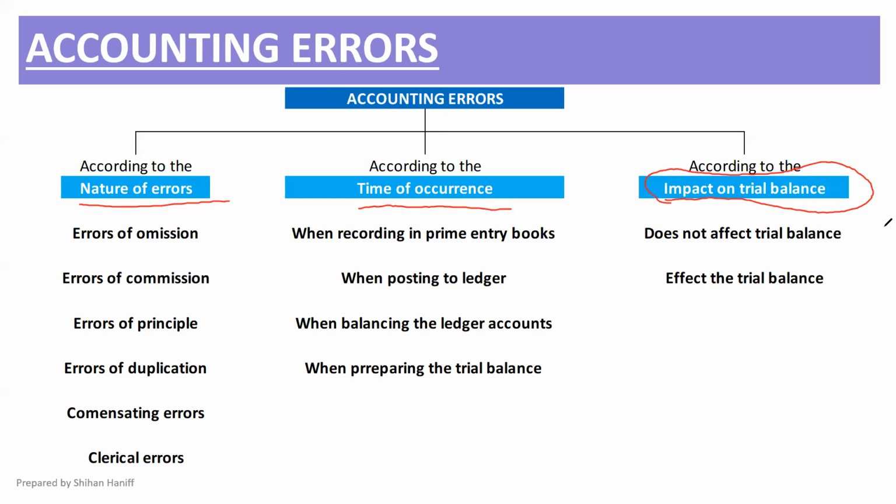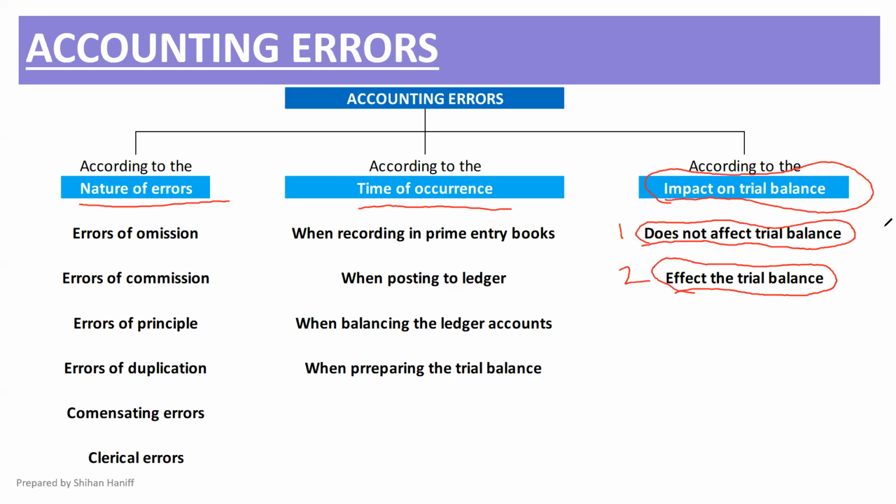Impact on the trial balance means some errors will affect the trial balance. They will affect the debit and credit of the trial balance, so the trial balance will not be equal. And some errors will not affect the trial balance, right? So according to the impact on the trial balance, we divide errors into those which do not affect the trial balance and those which will affect the trial balance.